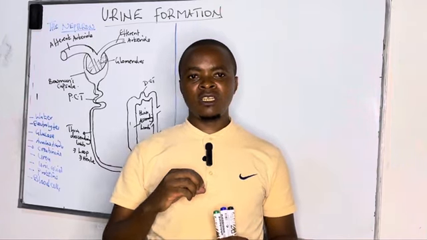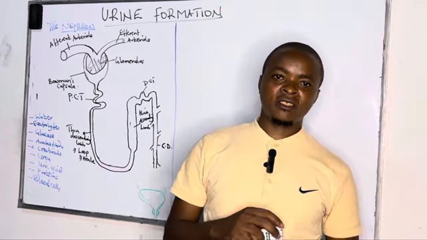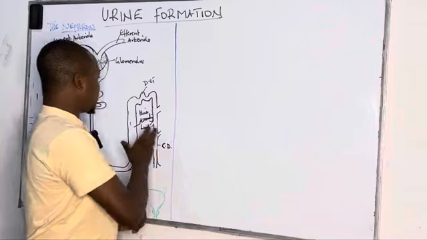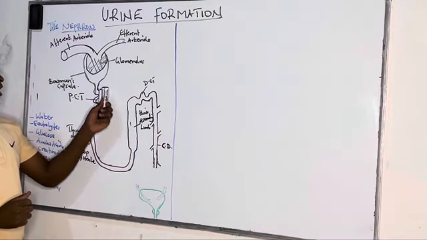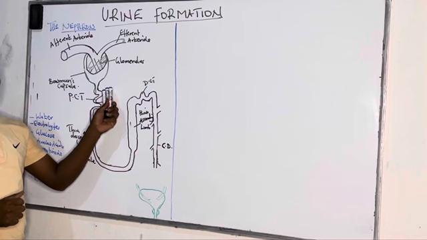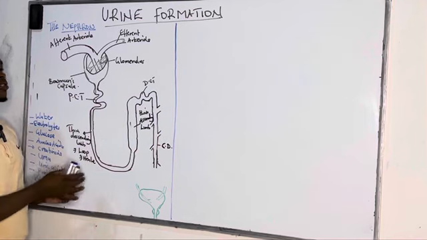And the functional unit of the kidney is the nephron. And this nephron, you find one kidney has millions of functional nephrons. And these are the functional cells where urine formation occurs.